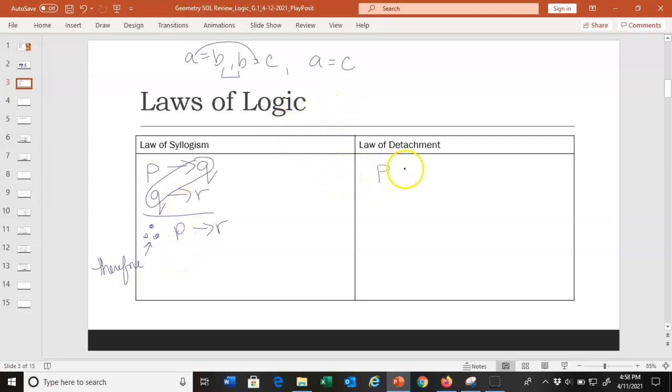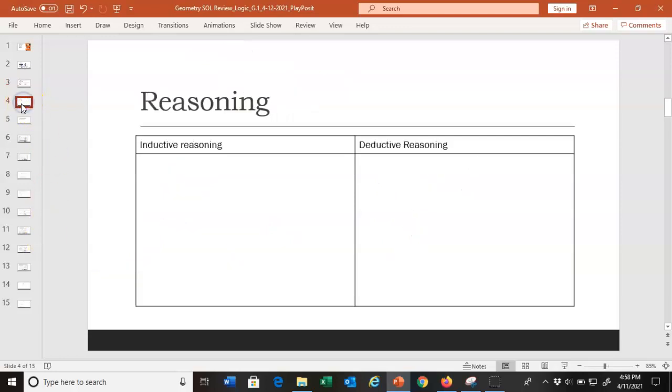And our law of detachment says P implies Q, and then P, therefore Q. So this means if P implies Q is true, and P alone is true, then of course Q has to be true, right? Those are our two laws. And I think this is the last slide, I could be wrong, where we're going to talk about some topics before we get into example problems.